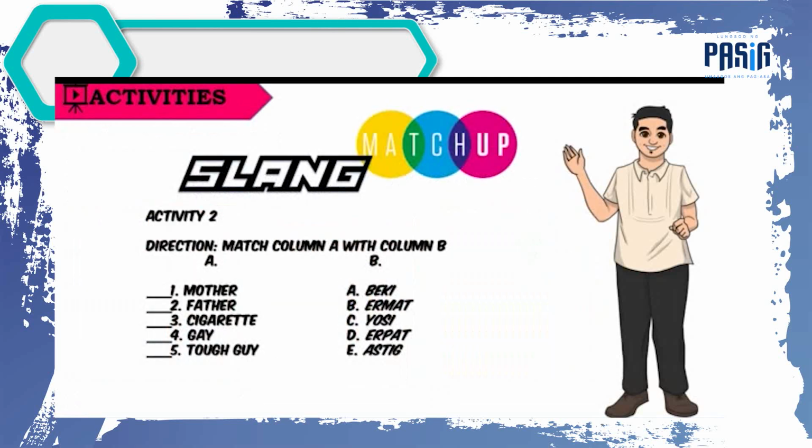Let us now proceed to the second activity. Slang matchup. Match column A with column B. All the terms in column A are the common terms that are being used in our English language, while column B are the terms that are being used in our society to identify those around us. Let us now identify. Number 1, mother. The answer is B, ermat. 2, father, letter D, airpat. 3, cigarette, letter C, Yosi. Number 4, gay, letter A, Becky. Number 5, tough guy, letter E, Astig.